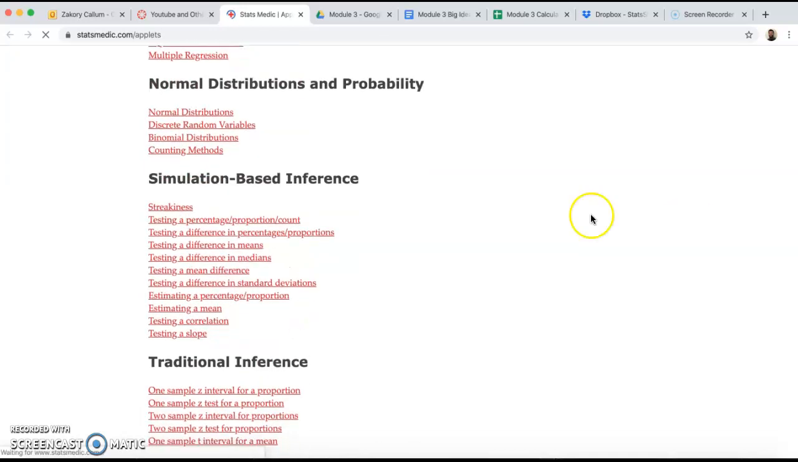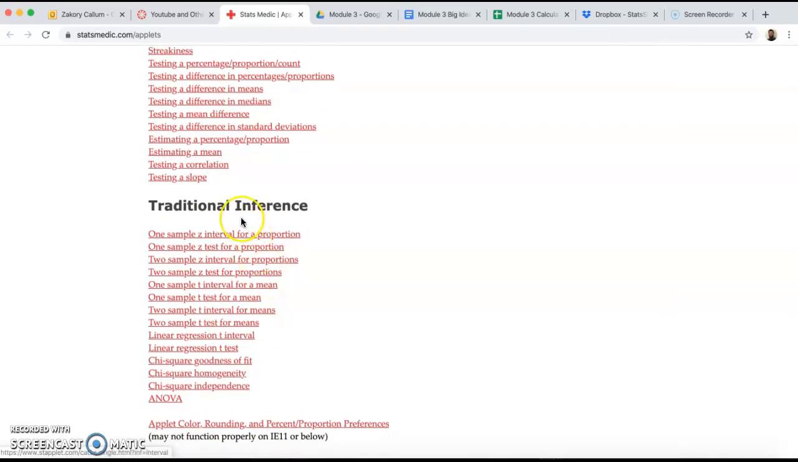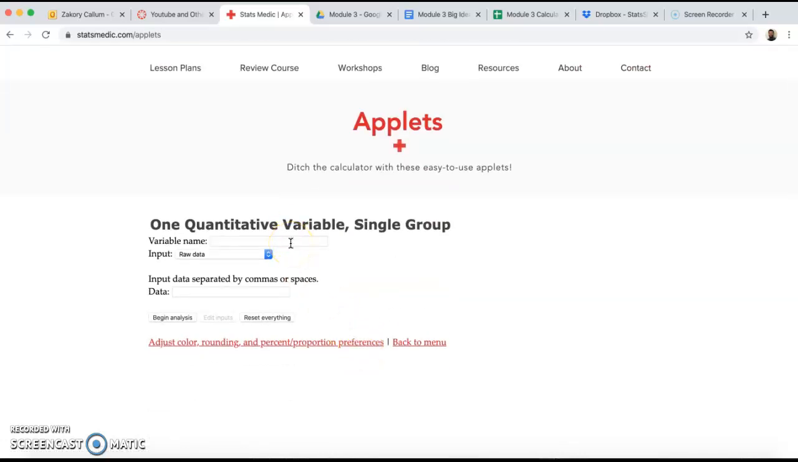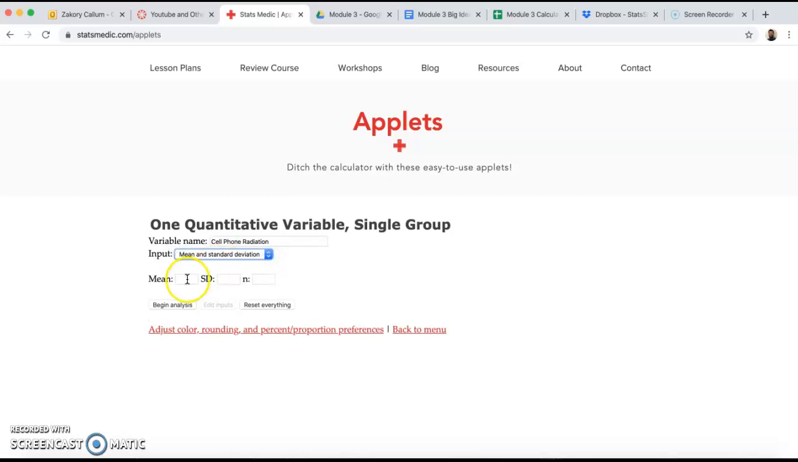Once it loads up, okay, so this time I want to come all the way down to the bottom, and I want to do a one sample t-test for a mean. Scroll to the top, and let's see, the variable name this time is essentially cell phone radiation, which is what we're testing in this example. And for the input, I want to be inputting the mean and the standard deviation. The mean from this sample was 0.938. That standard deviation was 0.423. That sample size was 11.